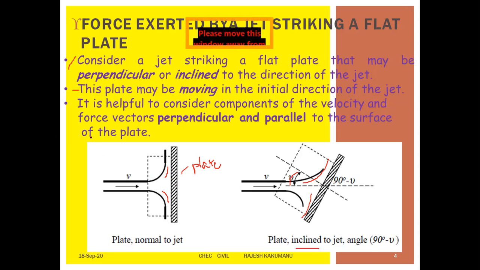Next, third one: it is helpful to consider the components of velocity. This type of experiment, striking on a flat plate, may be perpendicular or inclined, moving or stationary. It is helpful to consider the components of velocity and force, vectors perpendicular and parallel to the surface of the plate, right? Perpendicular and parallel to the surface of the plate. Next.